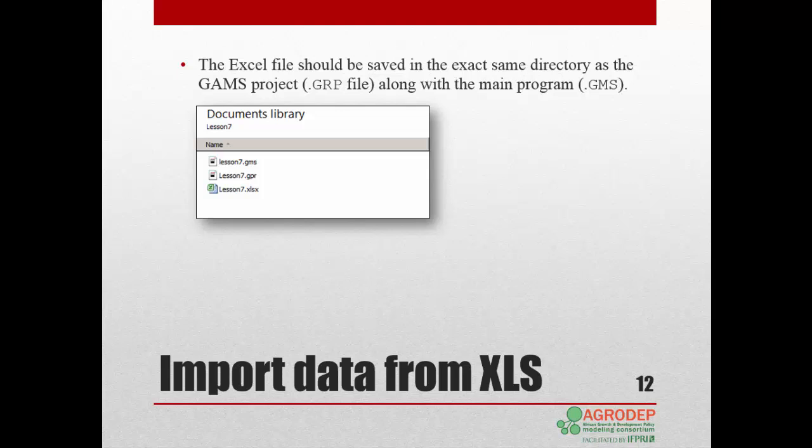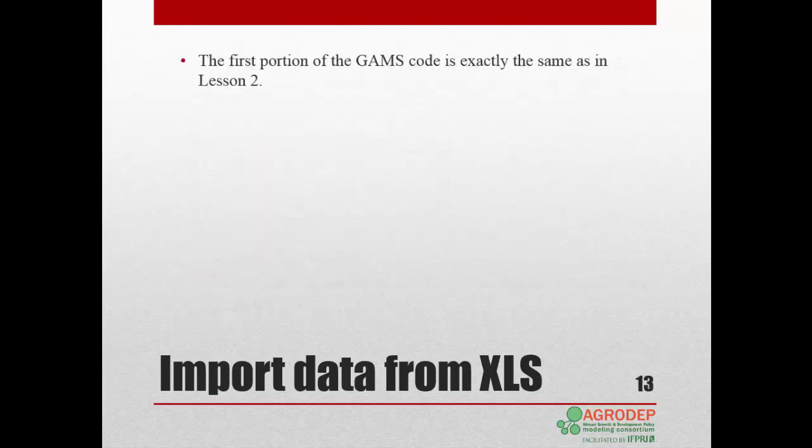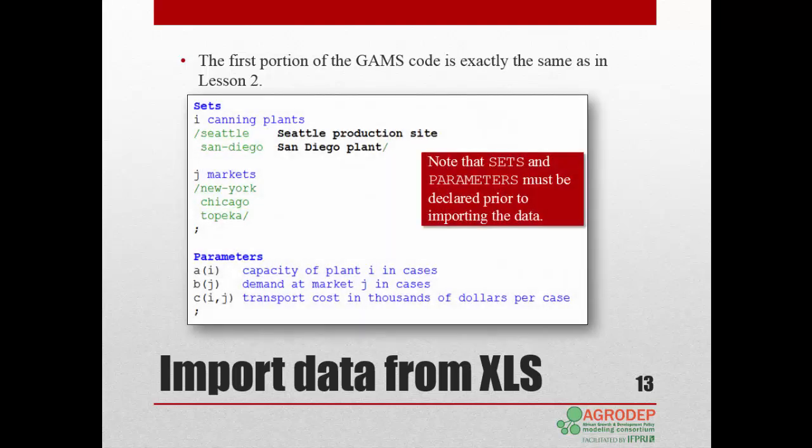You should save the Excel file and the main GAMS file in the same directory as the GAMS project or GRP file. If the files are in different directories, the syntax for importing and exporting data must be adapted to specify the location of the data. The program shown in the following slides assumes that all the files, Excel, GAMS, and GRP, are in the same directory. You will notice that the first portion of the GAMS code is exactly the same as in Lesson 2. You must declare sets and parameters prior to importing the data.